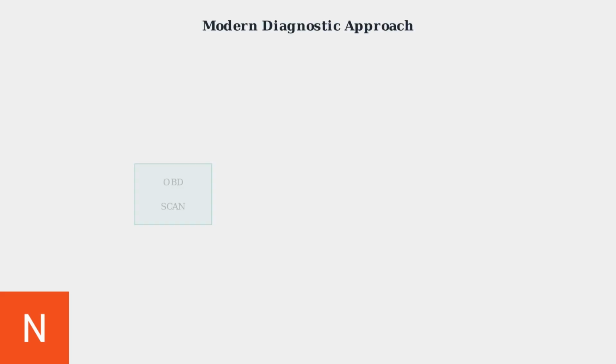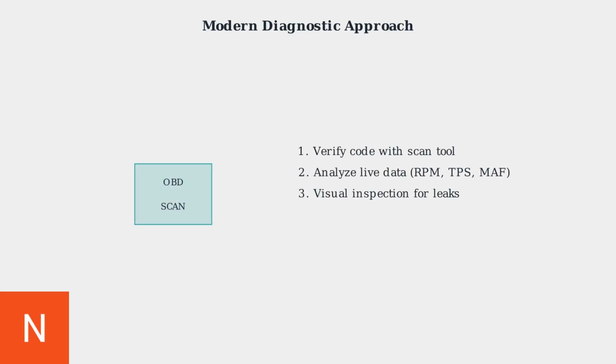Modern diagnostic approach starts with code verification using a professional scan tool. Analyze live data including idle speed, throttle position sensor, and mass airflow readings. Perform visual inspection for vacuum leaks and damaged components. Test individual component functionality and check for available software updates.